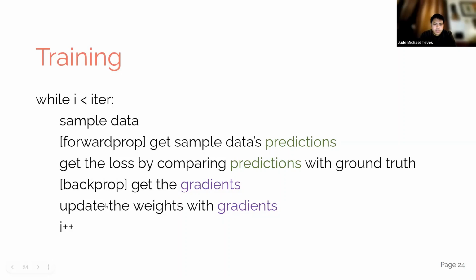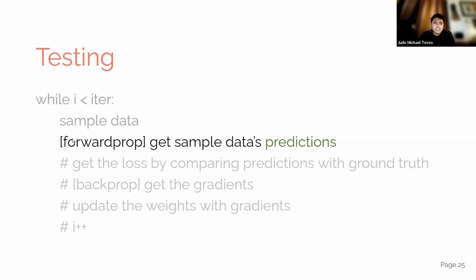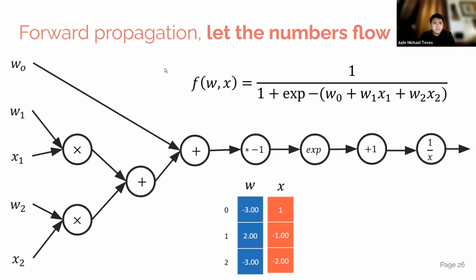And then what else? You update the weights with the gradients, and then you iterate until you've achieved the maximum number of epochs or iterations, or the stopping criterion: the loss hasn't changed after X iterations. So it's really gradient descent, to put it simply. What else? Testing, you just do the forward prop. That's it.